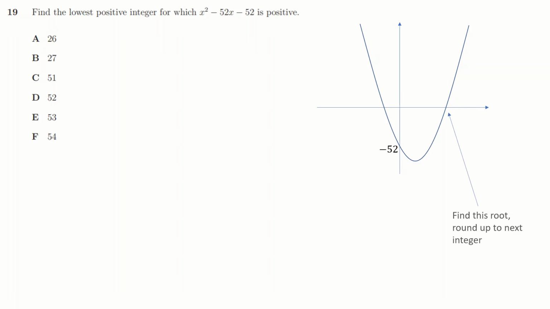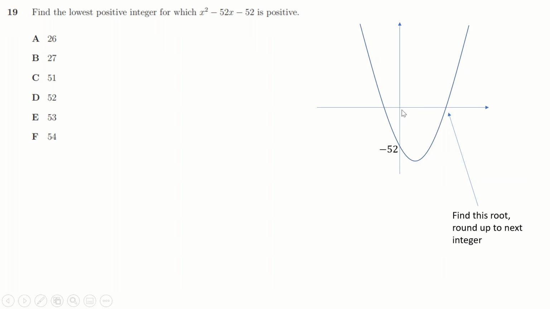Now, if I could find this root, all I'd have to do to find the smallest positive integer for which the graph is positive is round that root up to the nearest whole number, and then I find the lowest whole number that the graph is positive for.